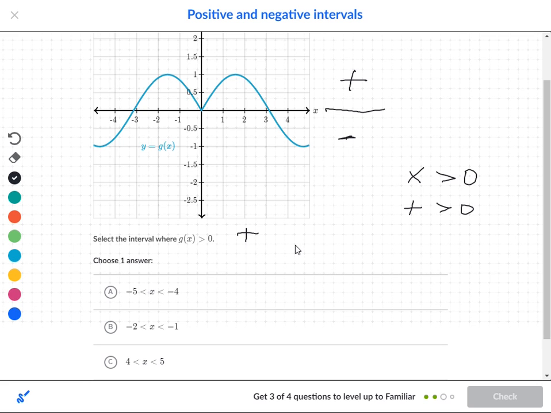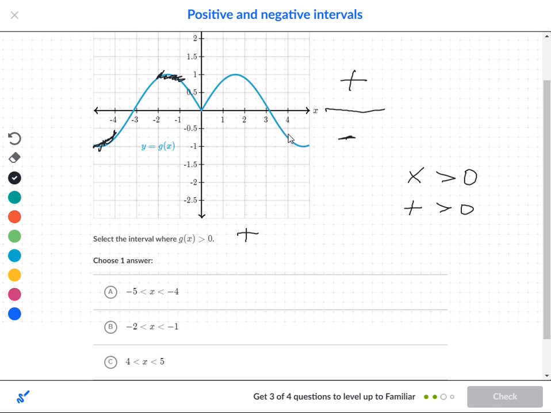So we have negative 5 to negative 4. Negative 5 to negative 4 goes here. Well, that's below the x-axis, so that's negative. Next we have negative 2 to negative 1. If you see negative 2 is right here and negative 1 is there, that's above the line, so it looks like that should be our answer.